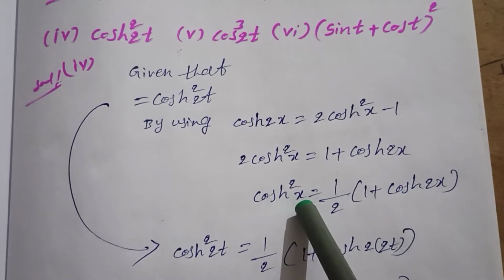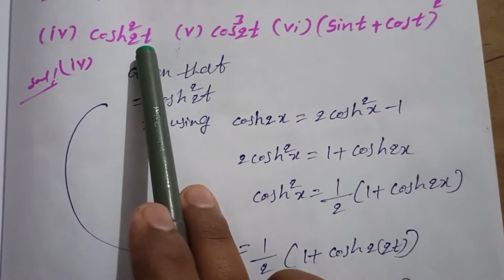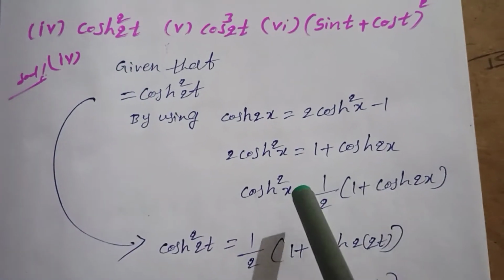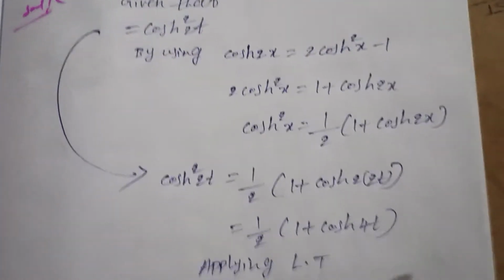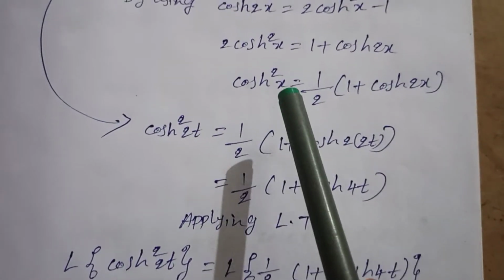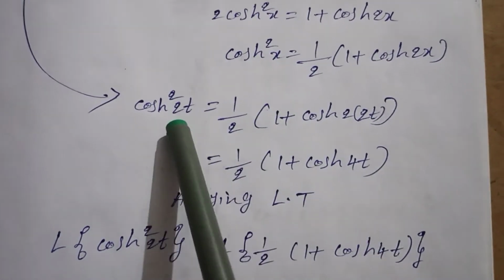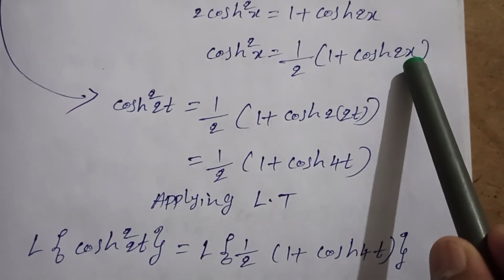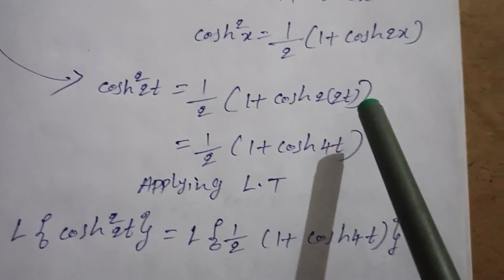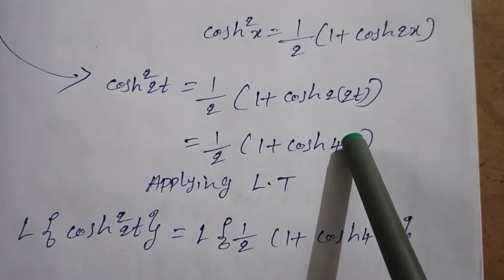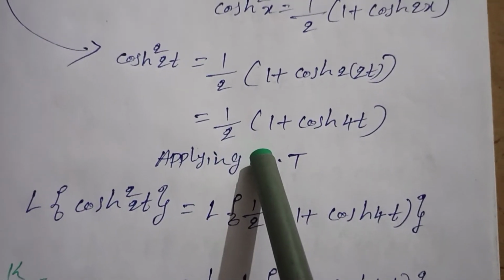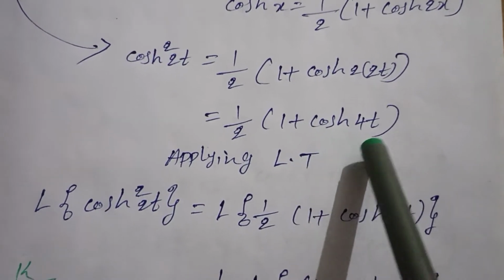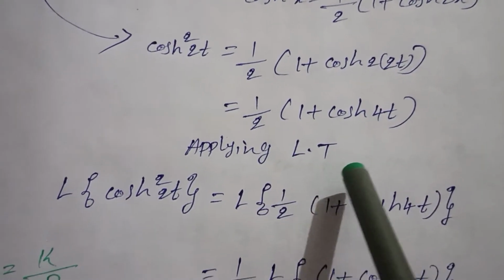In place of x, here we have 2t. Wherever x is there, we need to substitute 2t, that's all. So in place of x, I substitute here 2t. Here I am writing this one as well: 2 into 2t, 4t. So 1 by 2 into 1 plus cosh 4t. Applying Laplace transform.